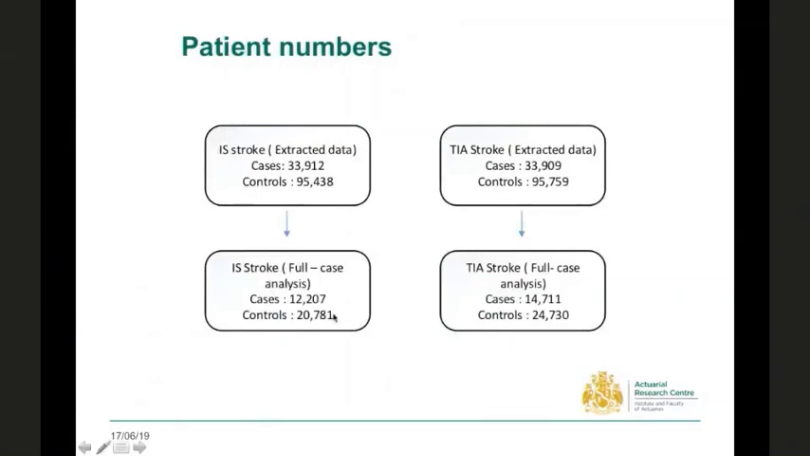We extracted roughly 34,000 cases of ischemic stroke and 95,000 controls. We extracted another 34,000 TIA cases and associated controls of around 96,000. Because medical records have missing data, we could only get full records for 12,000 cases matched with 20,000 controls for ischemic stroke, and 14,000 TIA patients with full records and 24,000 associated controls.